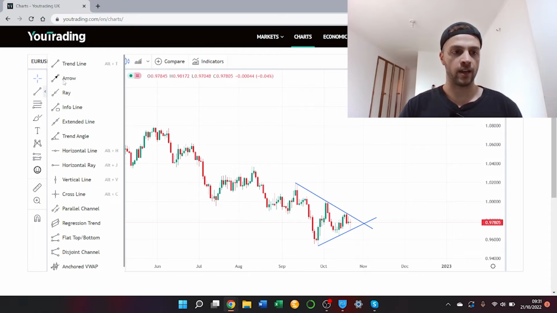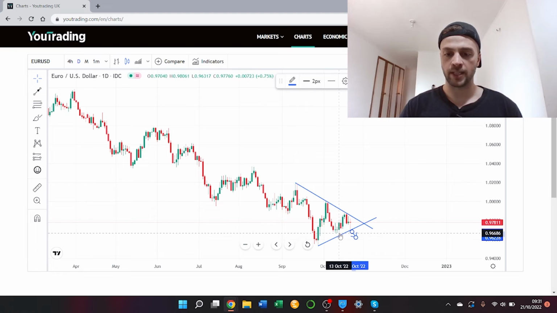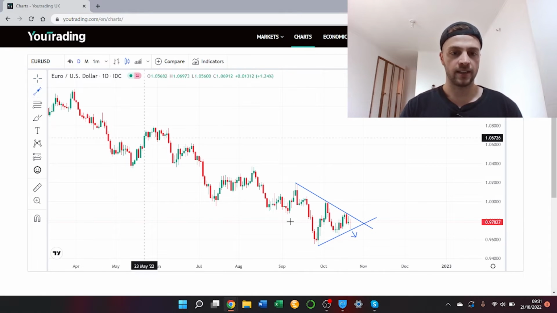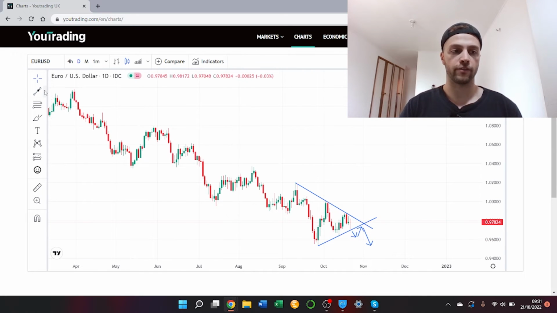So the way I like to play these is, say we did get a downside break, you break a little bit lower, maybe you test this support here around 0.96, then you get a little bit of a rally, you retest that previous trend line that formed part of the pennant, and then you push lower and aim for your ultimate target, which for me would be a retest of these annual lows.